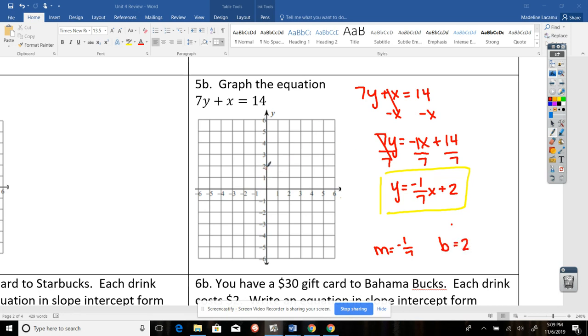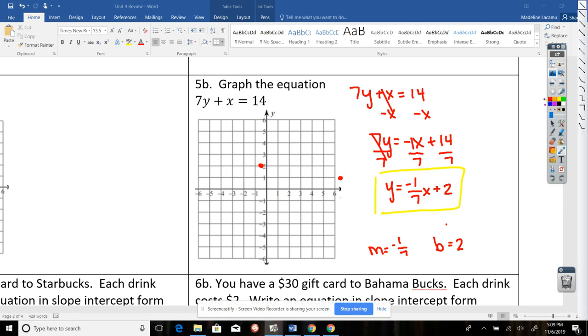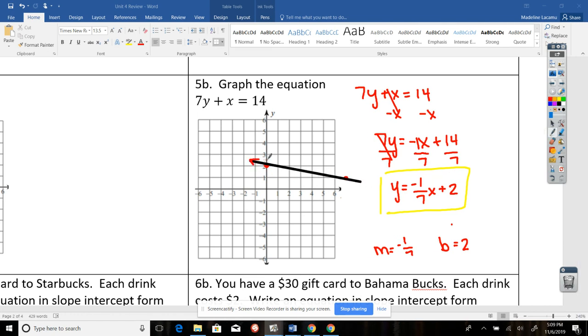So to start off, I'm going to plot my intercept at positive 2. Then my slope is negative 1 over 7, so I'm going to go down 1 to the right 7. 1, 2, 3, 4, 5, 6, 7. So it would be somewhere like right here. And again, we just have to connect our line. So this gives us the same line as we did when we found our intercepts. If we would have kept going again, we would have hit 14 as our x-intercept. So whichever way you choose to do it, you'll still get the same answer.